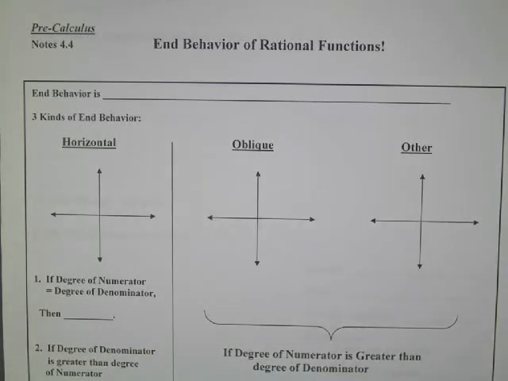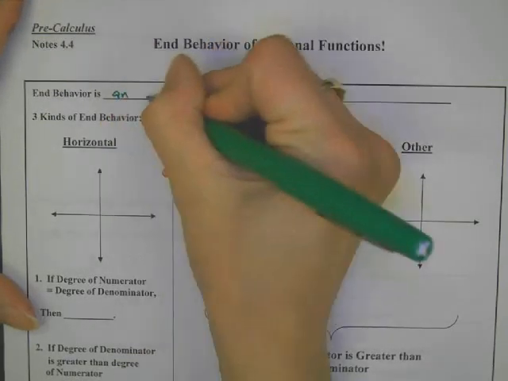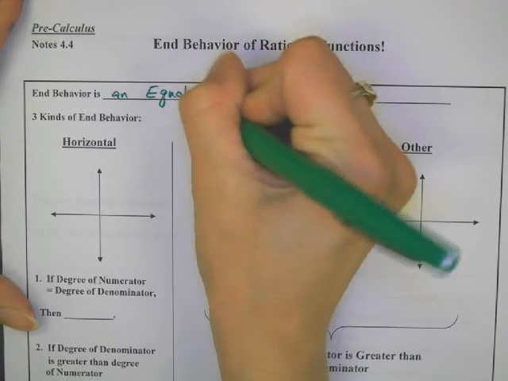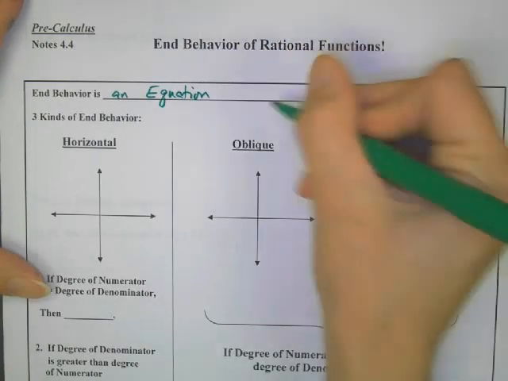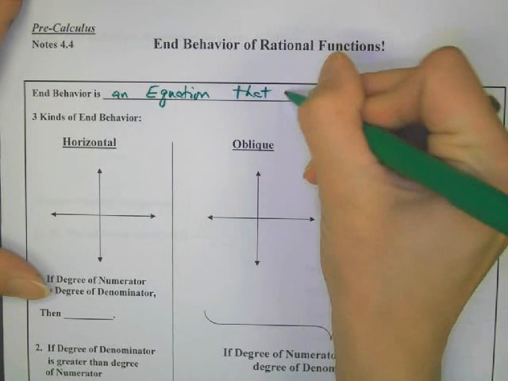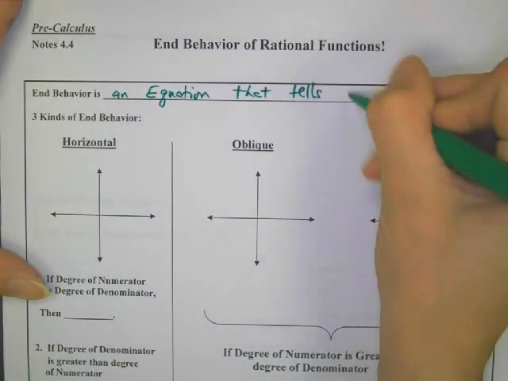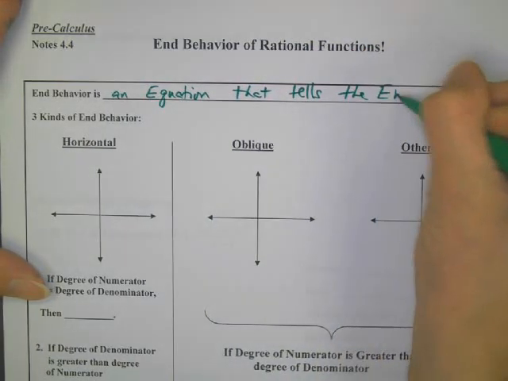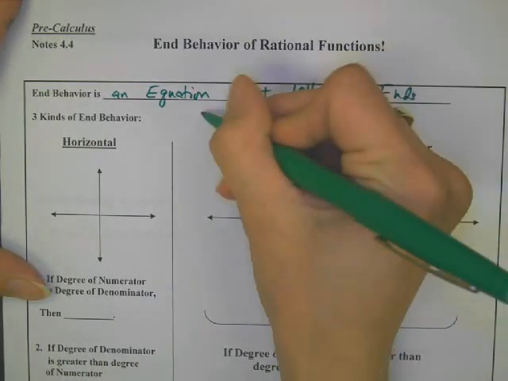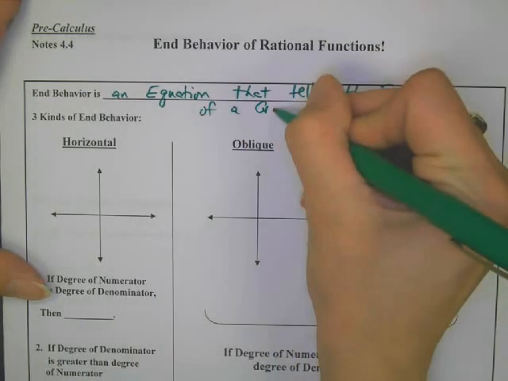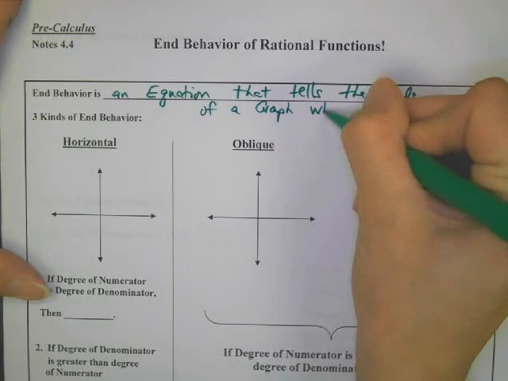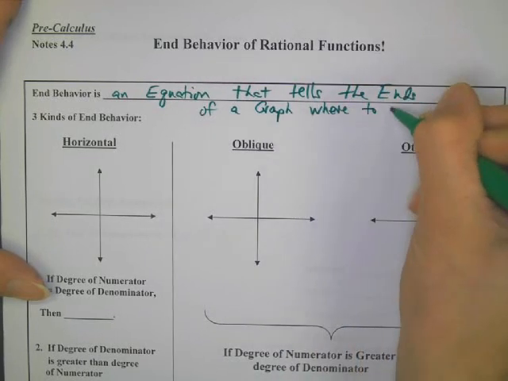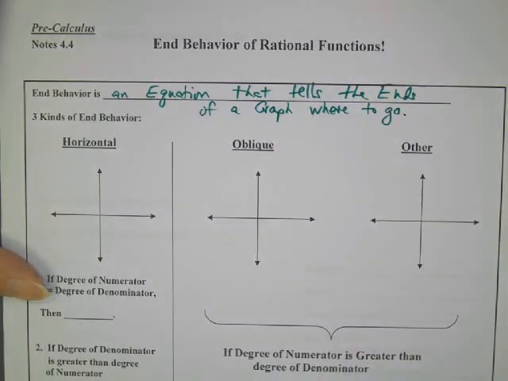Let's talk about the end behavior of rational functions. End behavior is an equation. It's going to be an equation that we use that tells the ends of a graph where to go. Okay, there's a couple ways that the ends of a graph can go.